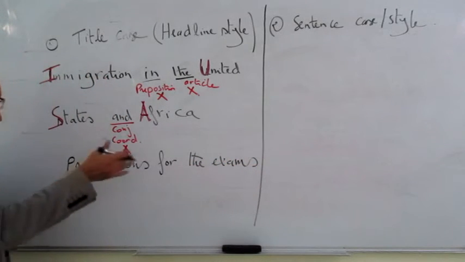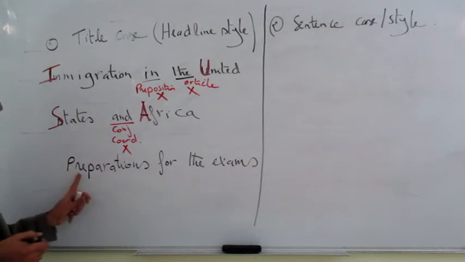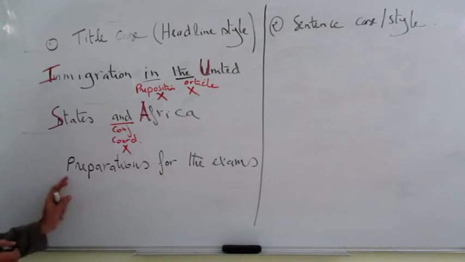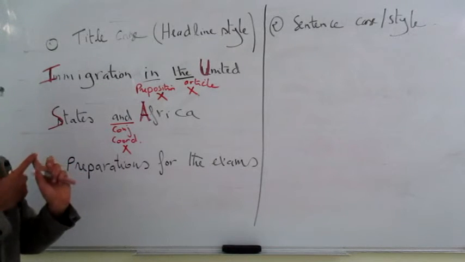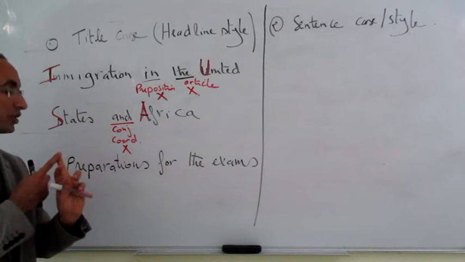Let's consider this piece of writing as our title. Here we have "Preparation for the Exams." So the rule says what? I must capitalize all the words except what? Prepositions, articles, and conjunctions of coordination.